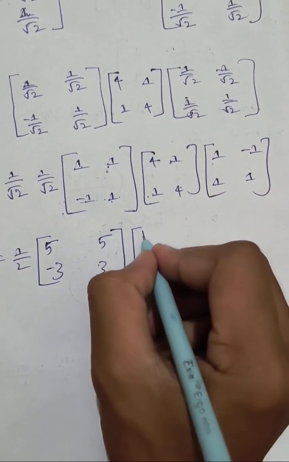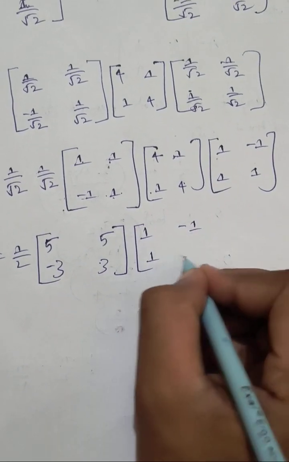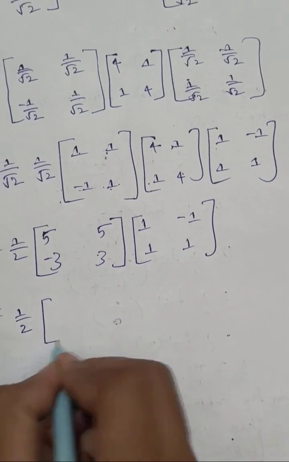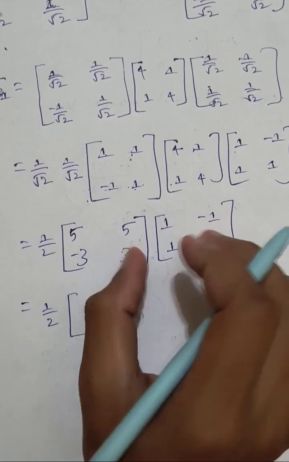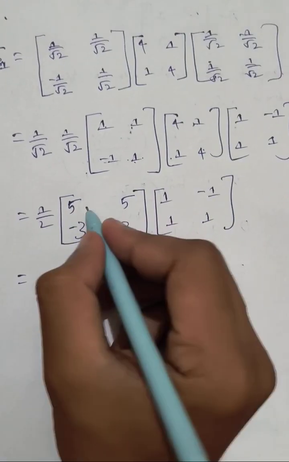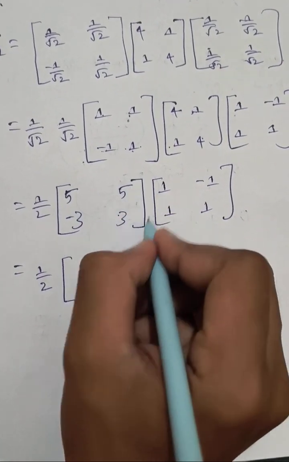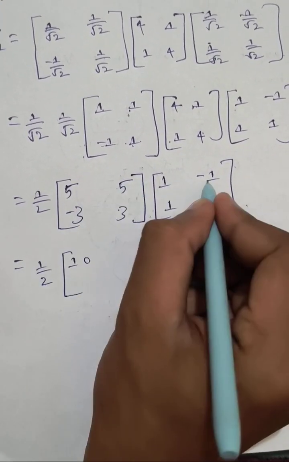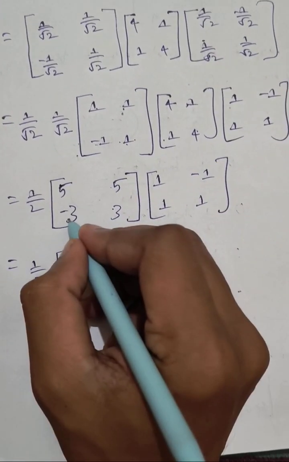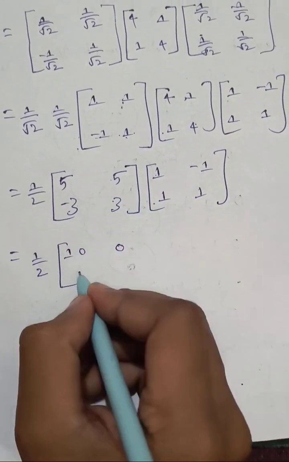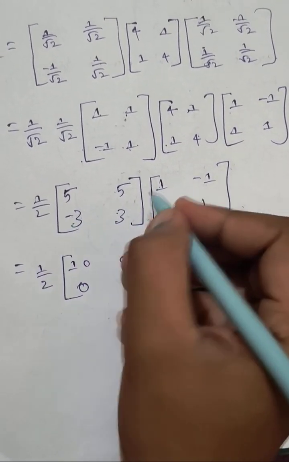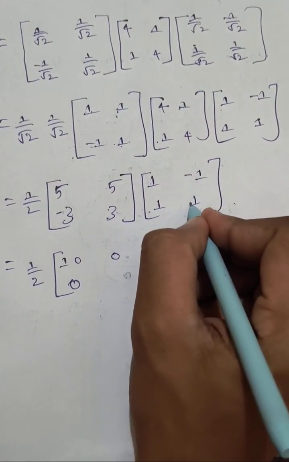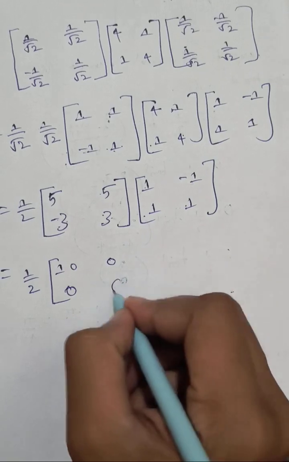So keep this last matrix as it is: 1, minus 1, 1, 1. Now keep the 1 by 2 as it is. Now multiply these two matrices again, row by column. How to multiply row by column? First row, first column: 5 plus 5, that is 10. First row, second column: minus 5 plus 5, 0. Second row, first column: minus 3 plus 3, 0 again. And second row, second column: minus 3 into minus 1 is plus 3, and 3, that is plus 3 plus 3, that is 6.